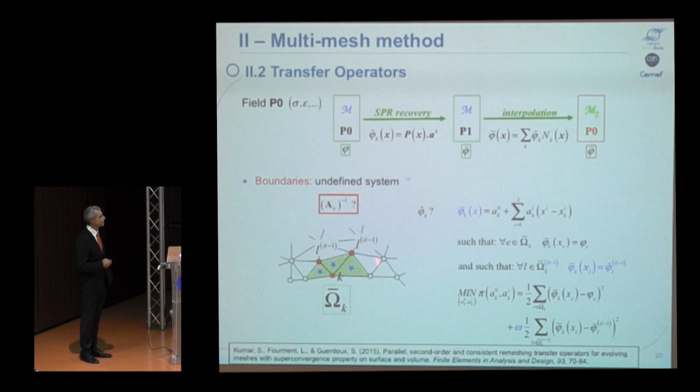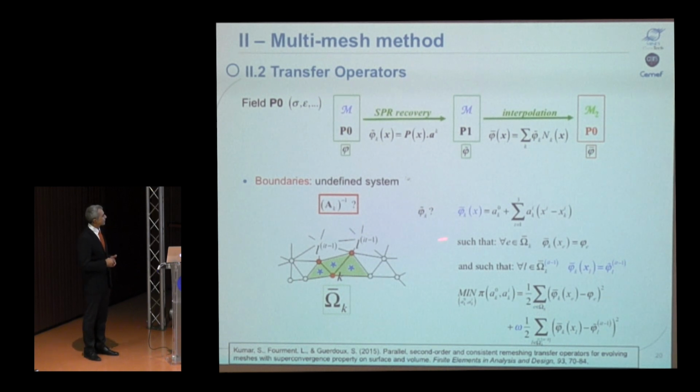And when we use this method, the least square method is not defined on the surface. So it is necessary to find a trick to compute that matrix. And this trick should work in parallel and should try to preserve the superconvergence property.